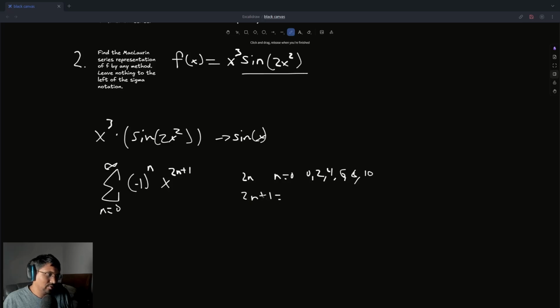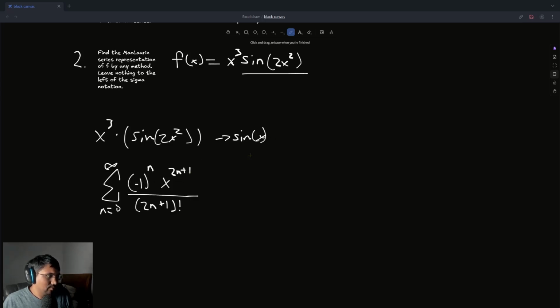2 times 0 plus 1 is going to be 1. If n equals 1, then it's 2 times 1, which is 2, plus 1 is 3. n equals 2 is 2 times 2 is 4, plus 1 equals 5, and so on, right? 7, 9, 11, right? And so that's how you can recall the general forms. So we know the bottom, of course, similarly is only going to be the odd forms as well. And so now we have rederived the sine x series, right?